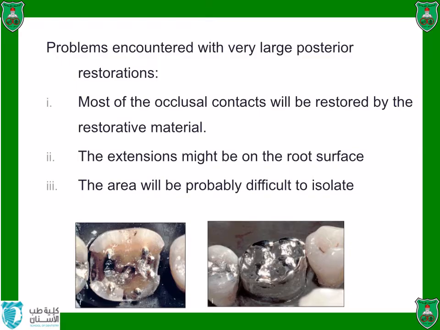Also, the extension might be on the root surface. The root surface consists of dentin, and sometimes we have a problem placing adhesive resin on dentin surfaces. So in this case we might choose different materials or a sandwich technique, a combination of glass ionomer and composite. Also, when the root surface is involved, sometimes it's difficult for us to isolate. Those problems we should take into consideration before we attempt to restore any grossly carious cavity in the posterior area.